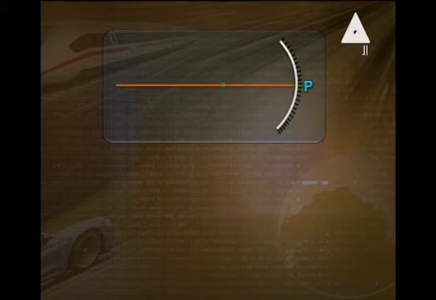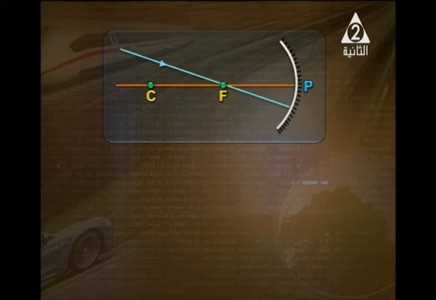Another rule. This is the concave mirror, and on the principal axis lie the center of curvature and the focus of the mirror. If the light ray passes through the focus of the mirror, it will reflect parallel to the principal axis after hitting the reflecting surface of the concave mirror.